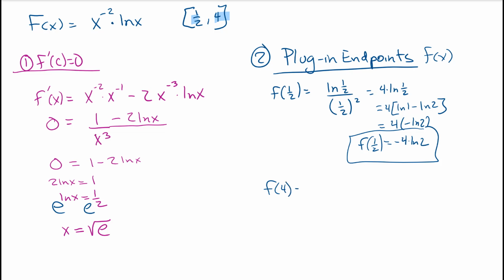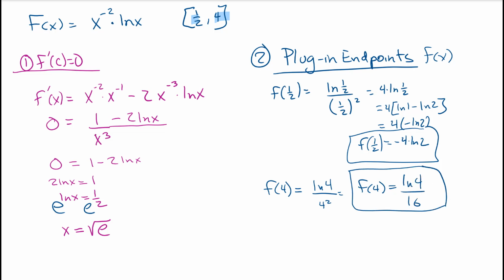So now let's plug in 4, and we're going to get ln of 4 all over, now it's just that x squared, so we're just going to square it up, and we get 1/16. So we get that f of 4 is equal to just 1/16 of ln of 4, or maybe you don't like the way I wrote that. Maybe we write it as just ln of 4 divided by 16.